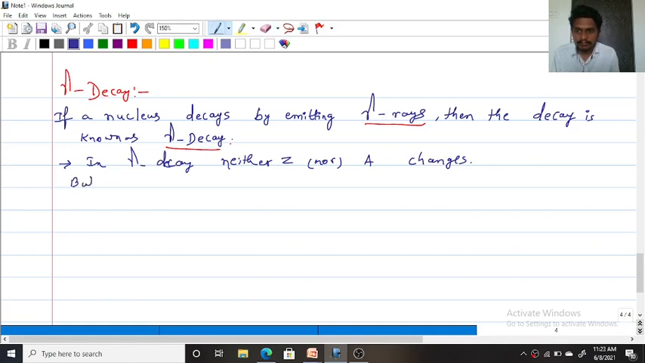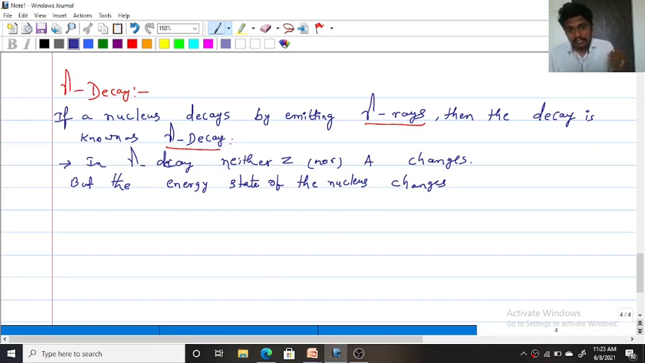In a gamma decay, nothing changes, neither the proton number nor the mass number. It remains constant, just the energy state of the nucleus changes. Let us take an example.